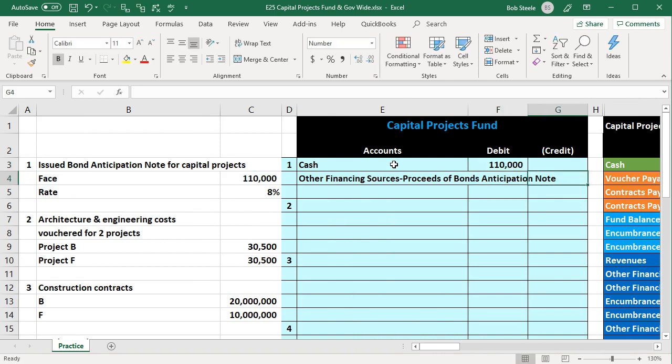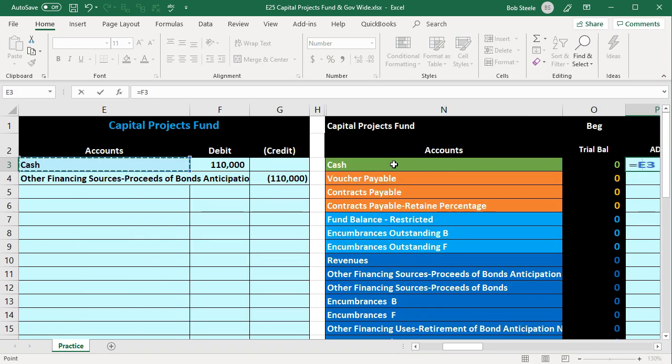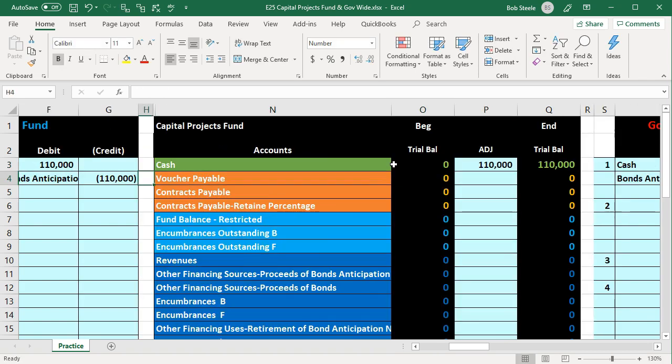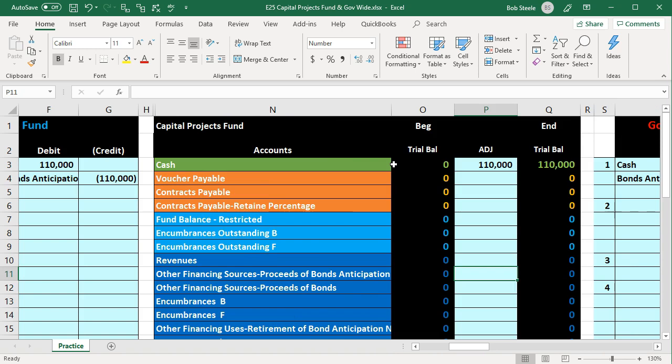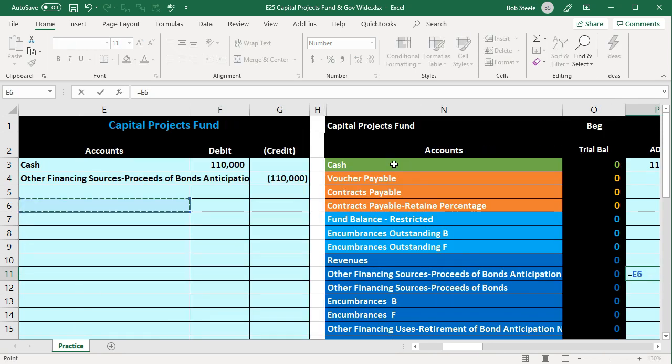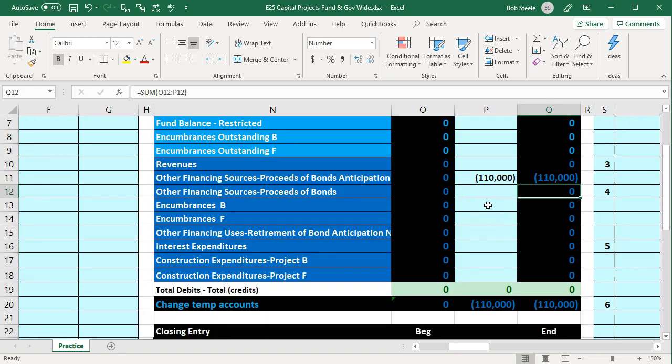So here we go, 110 debit, 110 credit, and then we can post this out. So we'll post this to our worksheet. We are in P3, posting the cash first, equals, and we'll scroll back over and pick up that 110. And then we're going to scroll down to the other financing sources, proceeds of bonds anticipation note. That's going to be in P11. Within P11, we're going to say equals and scroll back over to the credit, pick up the credit. That then puts us back in balance.